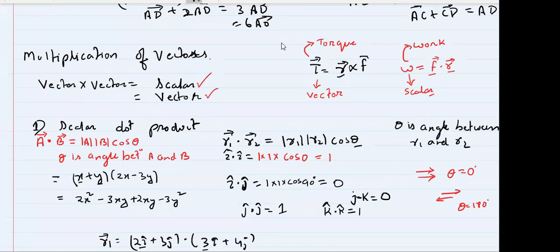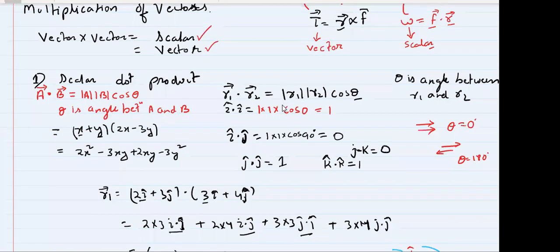Right? Now, just think about this. You have to multiply these two vectors, right? Can you do this? Tell me, can you do this? Can you multiply 2i cap plus 3j cap with 3i cap plus 4j cap? If you think about it, I'm just asking you to multiply, just multiply, right? So it will be 2i cap into 3i cap, right? It will be 2 into 3, right? Now, this is i dot i. Just write it clearly. i dot i. Okay? Got it? 2 into 3, then i dot i. When you talk about the second term, 2i into 4j. 2 into 4, then i dot j.